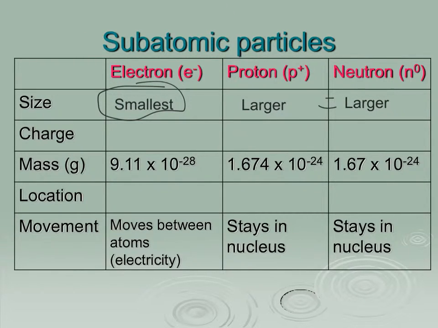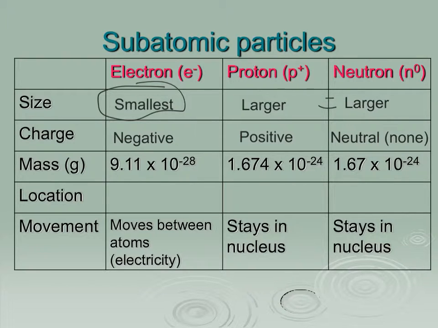Then for their charge, the electron has a negative charge. The proton, and the easiest way to remember this, proton, positive. So the proton has a positive charge. And then our neutron, the neutron has a neutral charge. Or you could also say that it has no charge, if you will. But generally we'll say it is a neutral charge. So neutron is neutral, proton is positive, and then the electron's negative.